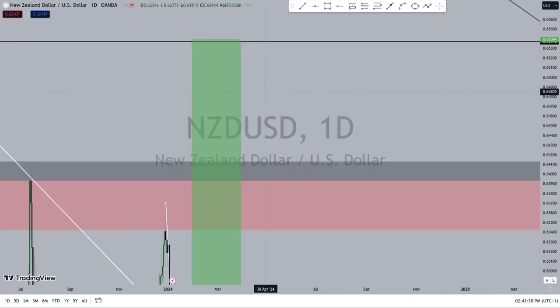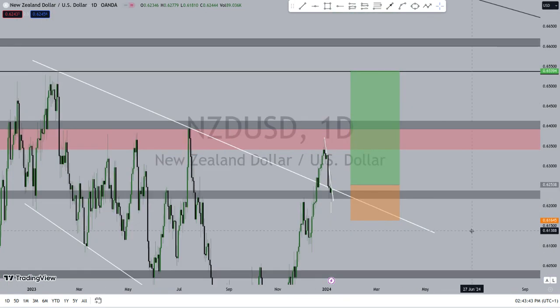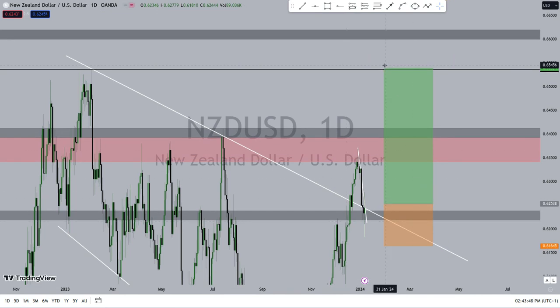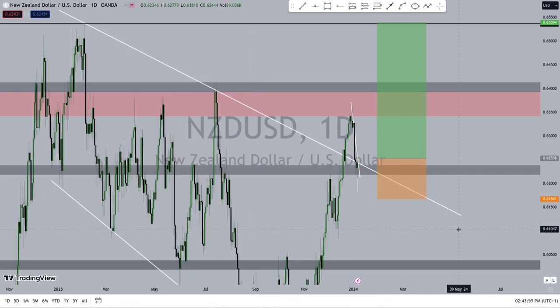So NZDUSD is still bullish as long as we still sustain above that counter trend line and the major trend line, then you should be looking to ride it up to the upside. Stop loss just below the low, and just ride it up to the upside. So that's that for NZDUSD. I said our bias is still bullish. We are bullish on NZDUSD.